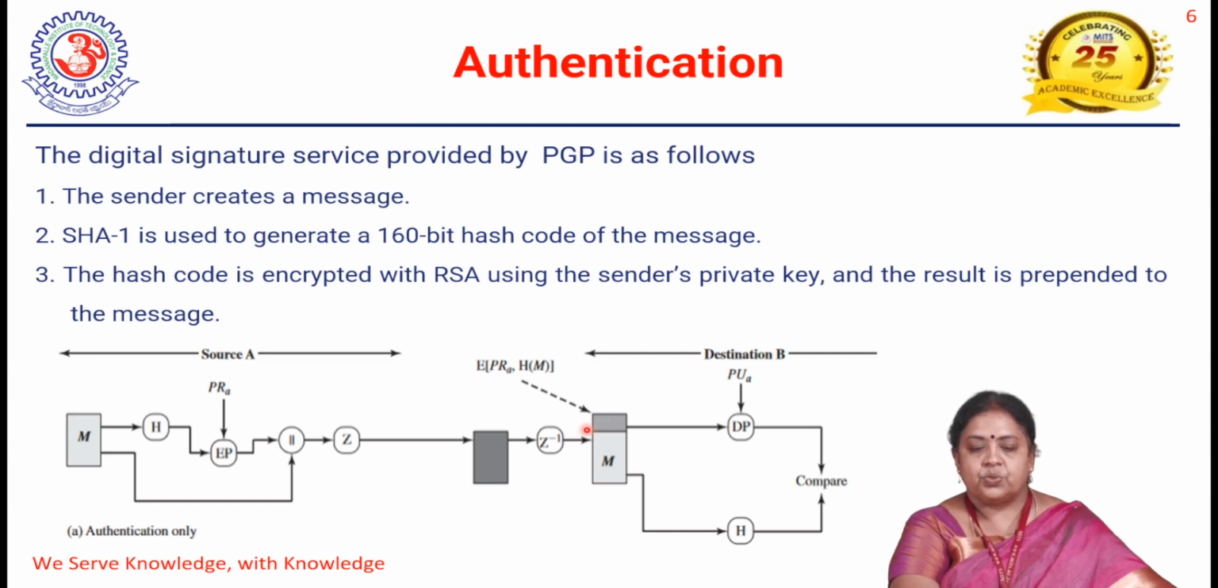The hash code is encrypted by using the private key of the sender, so that can be decrypted by using the public key of the sender. Then this message will be given to the same hash function. If the decrypted hash code is equal to the calculated hash code, then only we can ensure the integrity. That is the authentication procedure. That is the digital signature procedure followed in the PGP protocol.